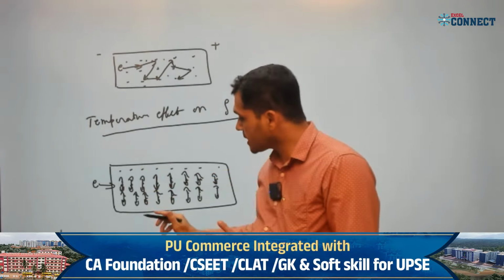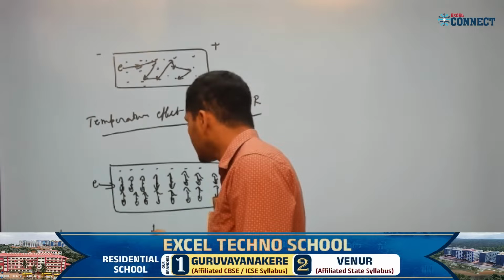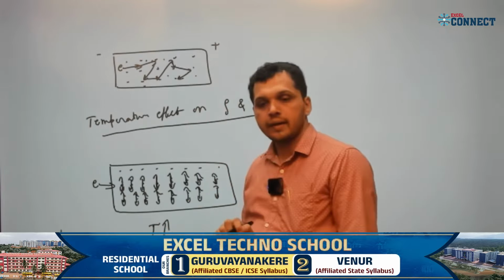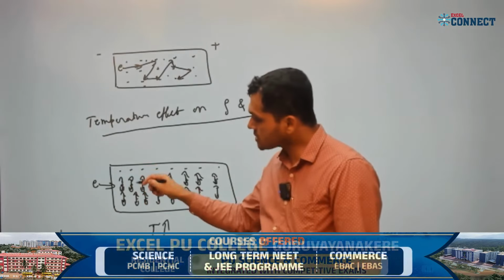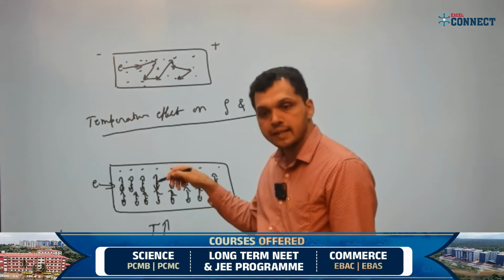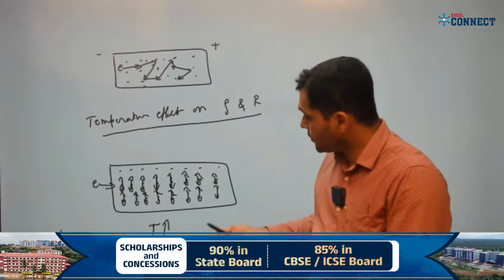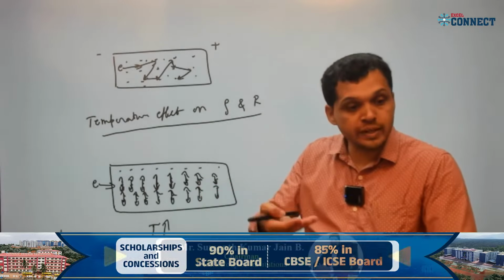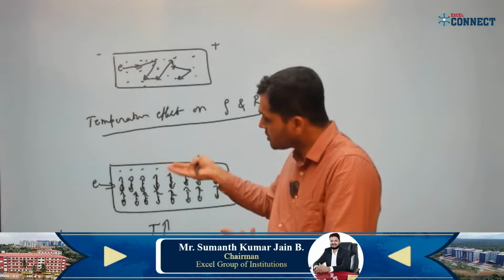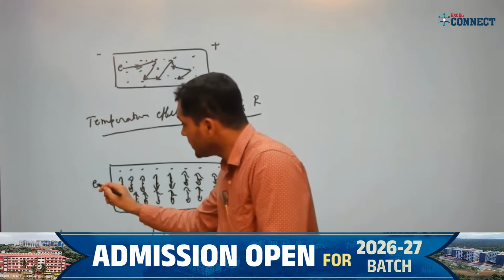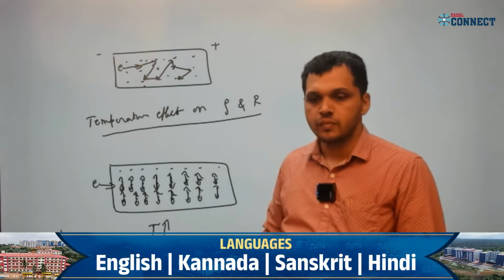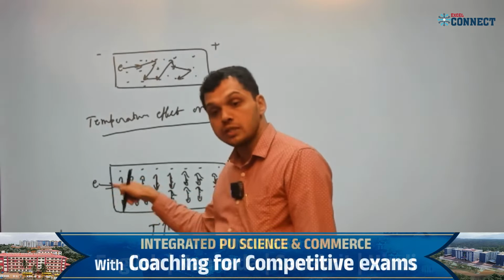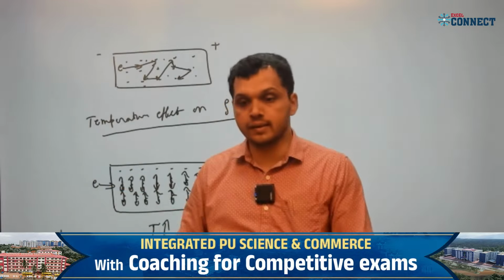Now, as temperature is increased, what happens? Each and every atom starts to vibrate, oscillating in its mean position vigorously. Due to that vigorous oscillation or vibration of these atoms, this moving electron suffers more collisions. The probability of collision of this electron goes on increasing, right?